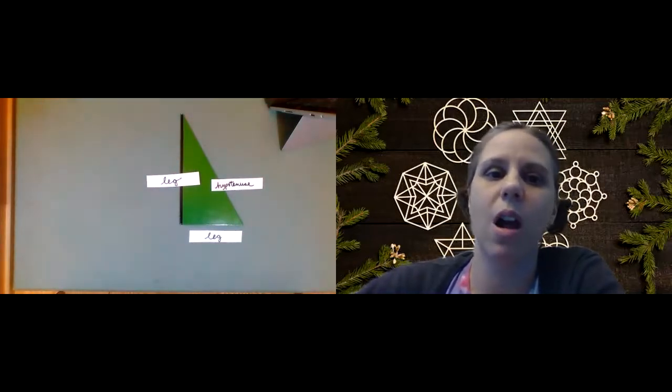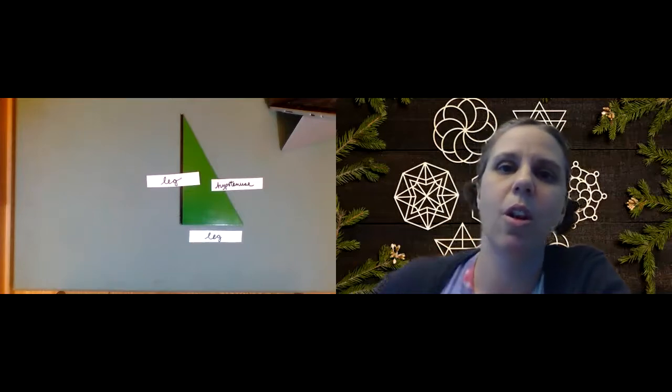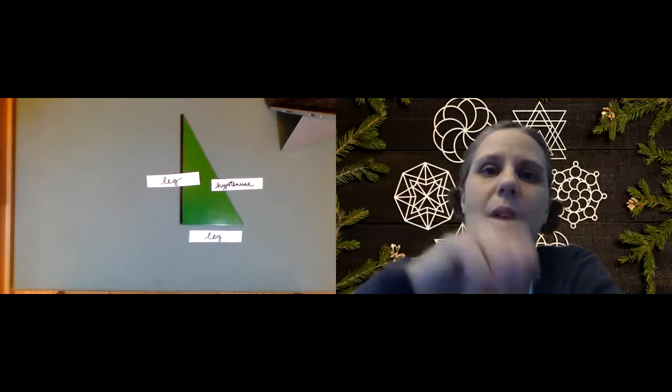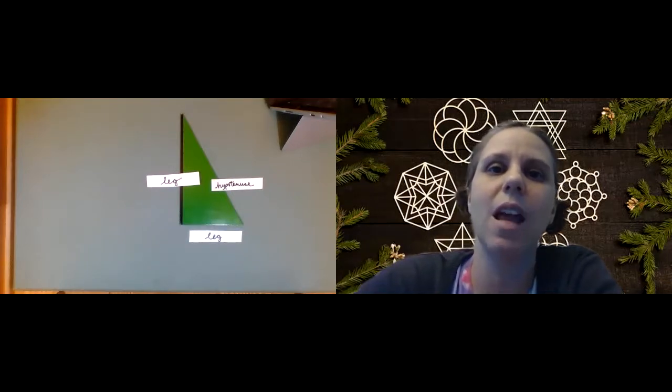You can draw a right triangle in your journal, and you can label the parts, or you can find a right triangle in your environment and make labels and put them on there and take a picture and send it to me. I'd love to see that. So I can't wait to see what you do for your follow-up.